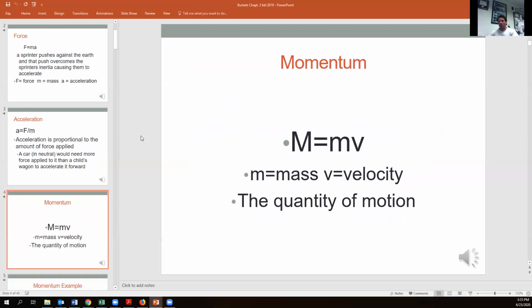We then have momentum. Notice it's capital M: momentum equals our mass times our velocity. It's a quantity of motion. So a shopping cart pushed across the floor or across a parking lot doesn't have a lot of momentum, whereas a car going the same speed has a lot more momentum because it has so much more mass.